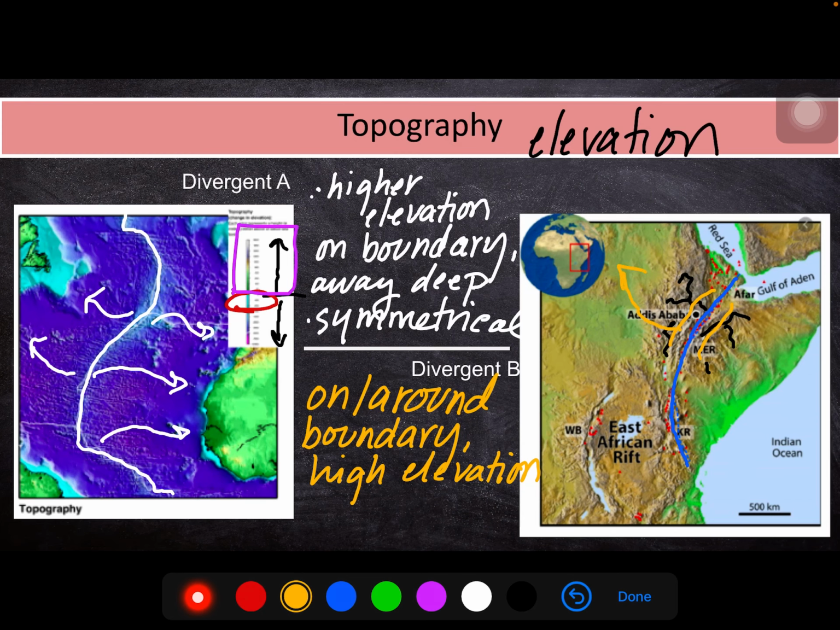As we work our way away from the boundary, we're seeing that yellow change into the green color, reminding us it's becoming a lower elevation. So in map A, we said moving away is deeper. Instead of deeper, we're saying lower because we're still on land. And because that's happening on both sides of the boundary, we can use again that word symmetrical.